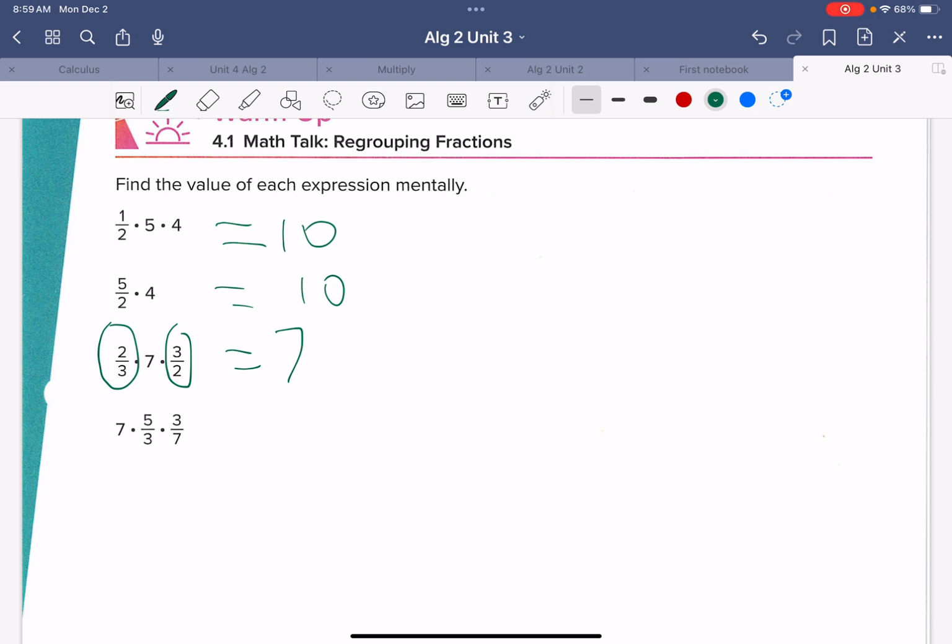This one here, we have 3 on the bottom and 3 on the top. Those cancel each other out because they are opposites of each other. This is like 7 over 1, so 7 on the bottom, 7 on the top, cancel each other out, so you're just left with 5 on this one. So it's 10, 10, 7, and 5.